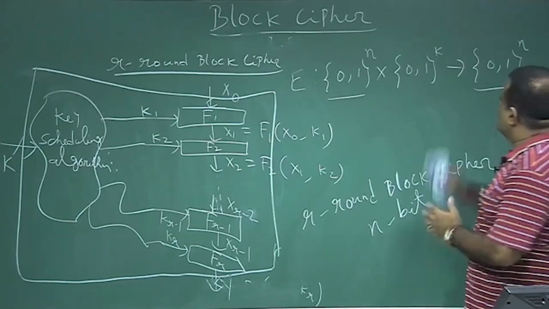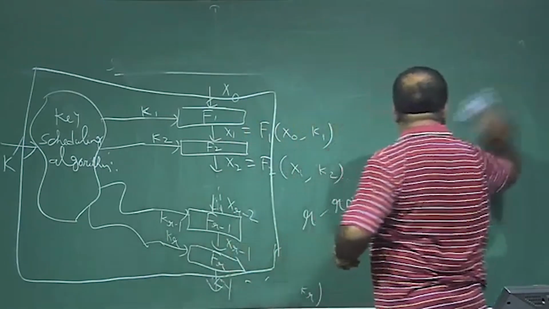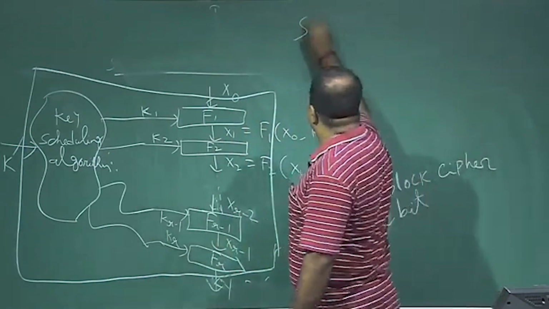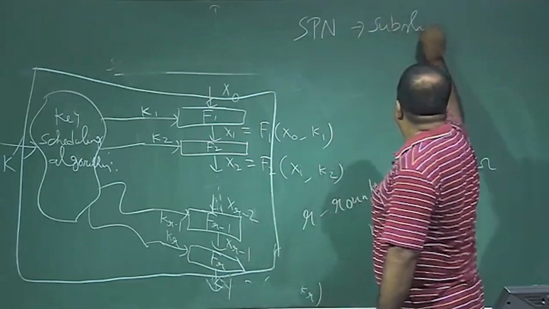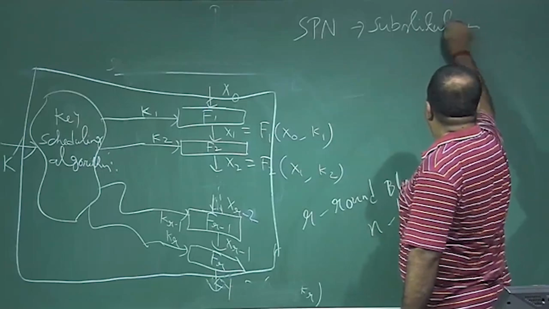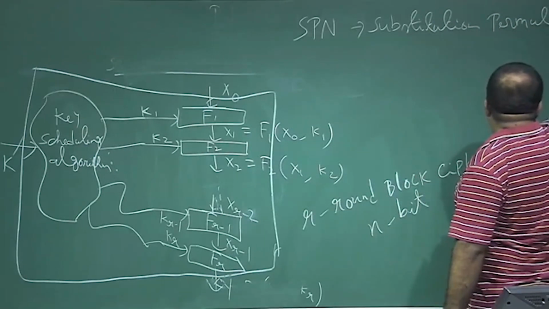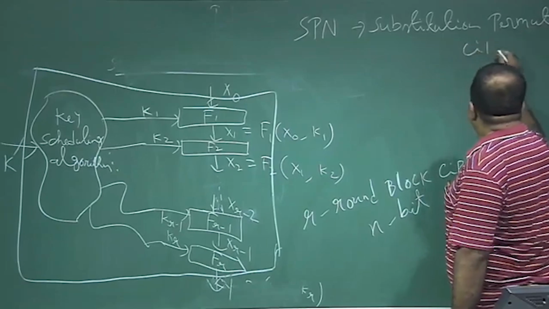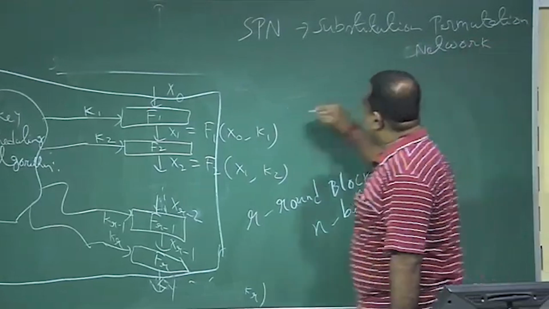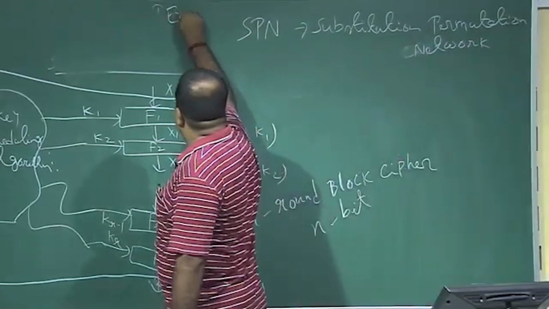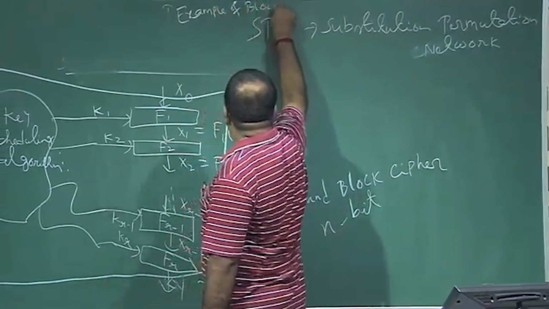There are some examples of block cipher, like SPN. We will talk about SPN now. It is the substitution permutation cipher, or substitution permutation network, SPN, and these are some examples of block cipher.